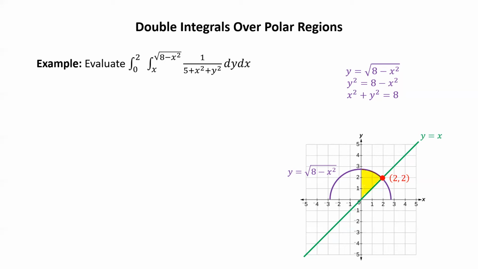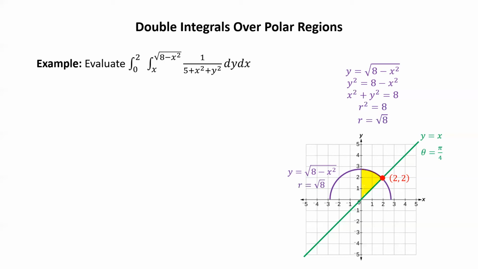Notice that x is going from 0 to 2, and then y is going from the lower curve, y equals x, to the upper curve, y equals the square root of 8 minus x squared. The equation y equals x in polar is given by theta equals pi over 4. Notice that that line is making an angle of pi over 4 with the positive x-axis. The equation x squared plus y squared equals 8 in polar is r squared equals 8, because x squared plus y squared is equal to r squared. So we could rewrite that as r equals the square root of 8.